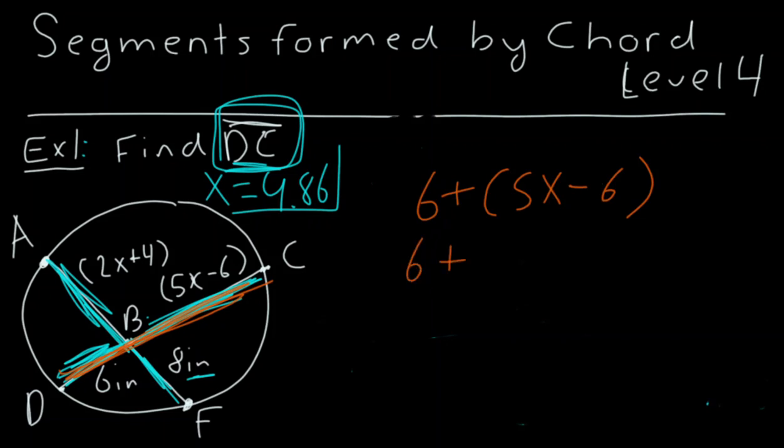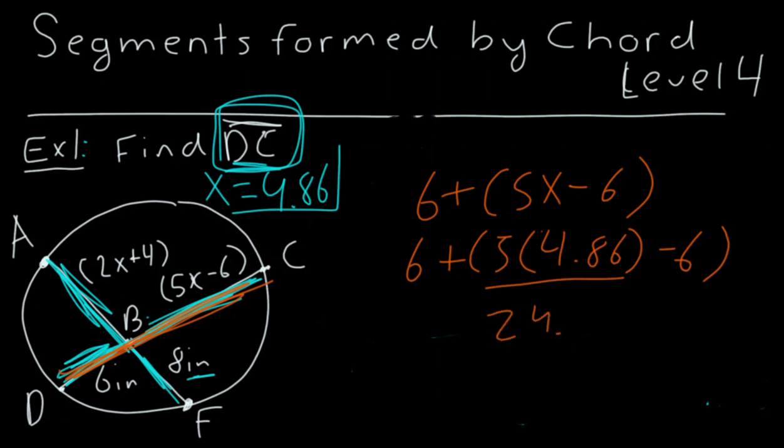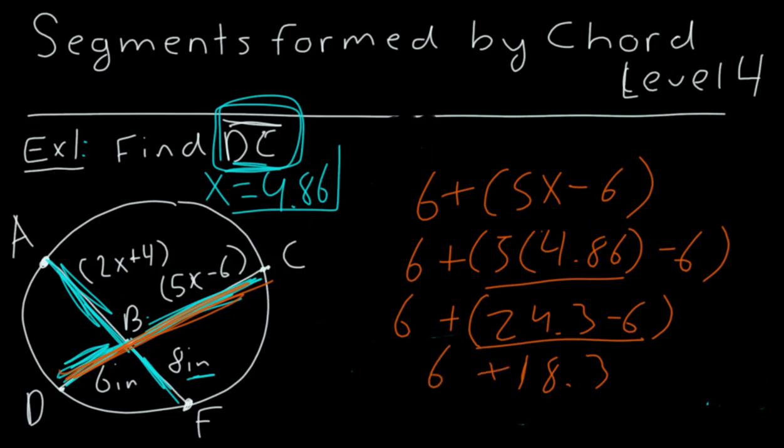So now we can write 6 plus parentheses 5 parentheses, we know our x value is 4.86, close parentheses, minus 6. And now we're just going to have to follow our order of operations. So here we'll first do 5 times 4.86, which will give us 24.3 minus 6, that's still in parentheses, plus 6. And so 24.3 minus 6 will give us 18.3. Remember, that was everything in the parentheses, so we still need this plus 6.